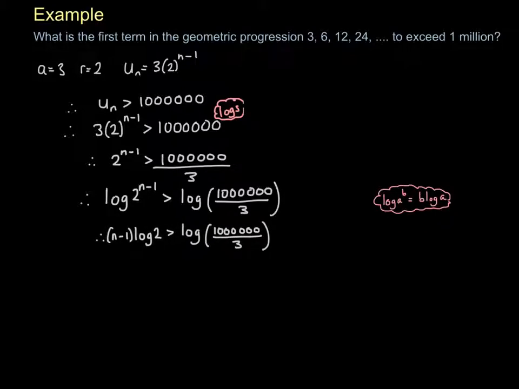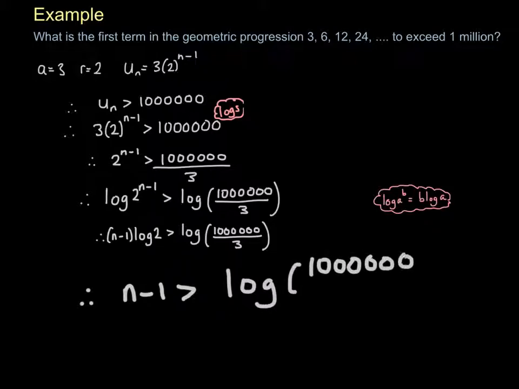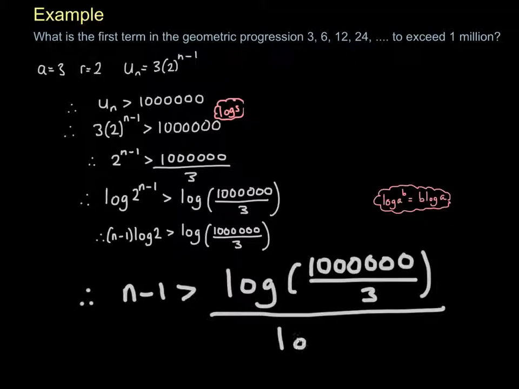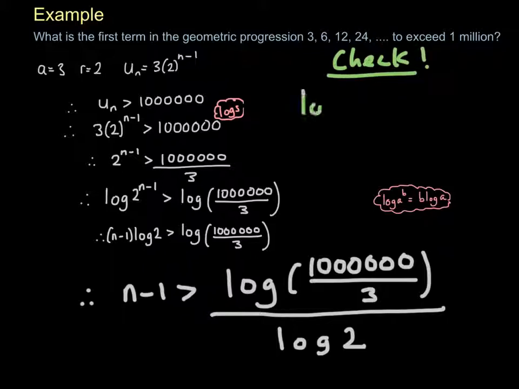Now this next bit is a little bit awkward. We need to take that log 2 to the other side, so we get n minus 1 on its own. So n subtract 1 is greater than log of 1 million divided by 3, divided by log of 2. If you remember our work on inequalities in C1, you have to be careful when solving an inequality, because if you divide or multiply both sides by a negative number, the inequality sign needs to be flipped. When you look at log 2, it's hard to decide whether that is positive or negative.